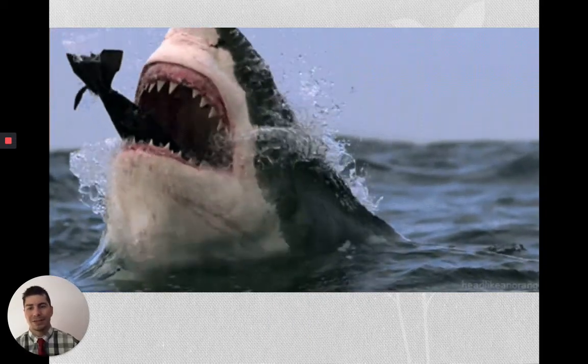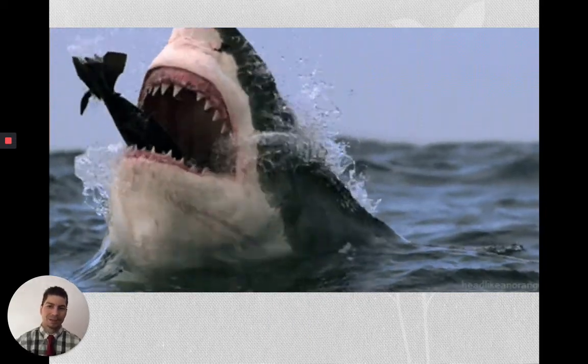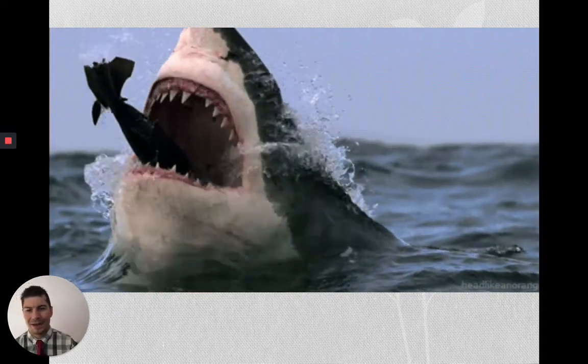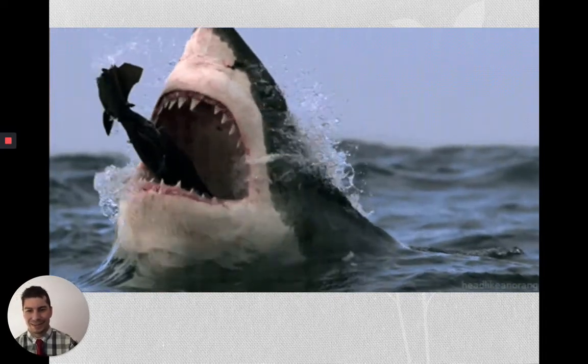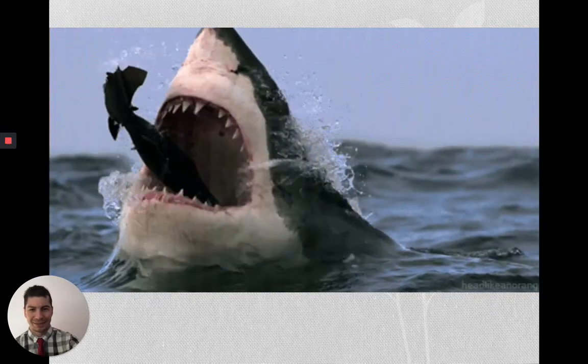Here's a good example of an ecosystem right here. There's the seal going into the great white's mouth, and yeah, that's one organism eating another. Sorry, that's a little bit grim.